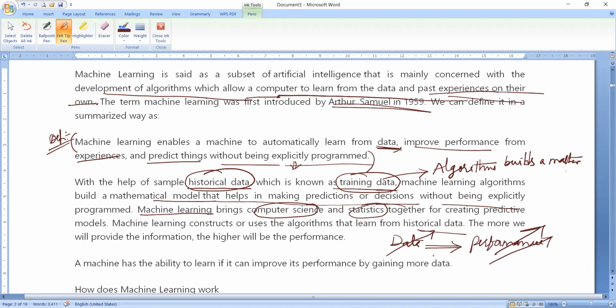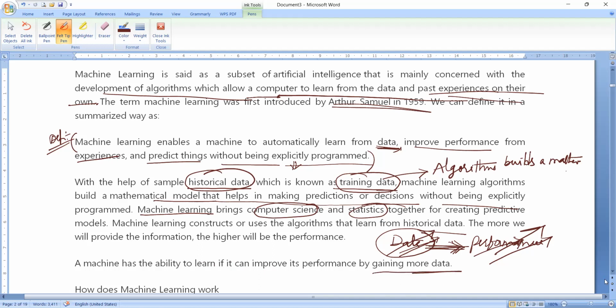So why do we require machine learning? Dealing with such a huge amount of data manually is not at all possible. A human being cannot do this task like a computer system. Computers can take any amount of data and process it, but we human beings don't have the capability to process data in terms of GBs and terabytes. So machines can do it. Whatever large amount of data we provide to the machine learning system, its performance also becomes very high. A machine has the ability to learn if it can improve its performance by gaining more data.